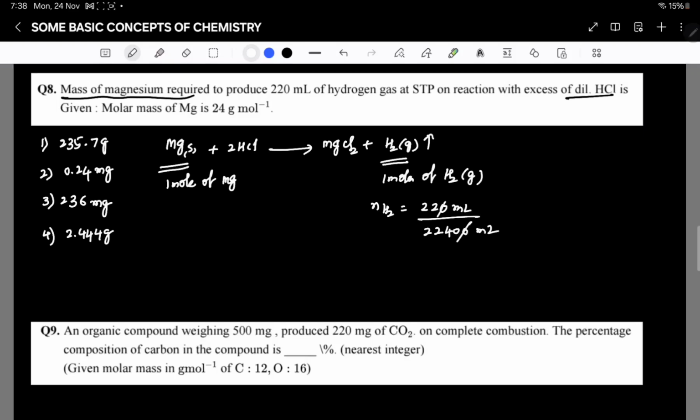Now the zeros get cancelled, student. Now 22 divided by 22,400 moles, so that is equal to the moles of magnesium only. If I know the moles of magnesium, then if I multiply with the molar mass, I will get the mass of magnesium. So 22 divided by 22,400 into the molar mass of magnesium, which is 24, then I will get the mass of magnesium. Simplify.